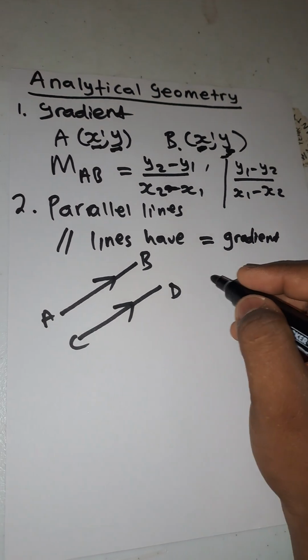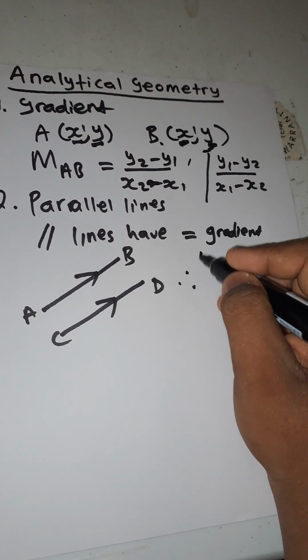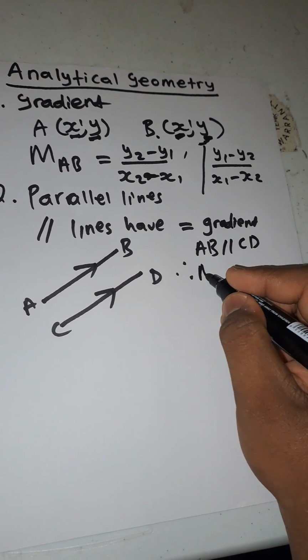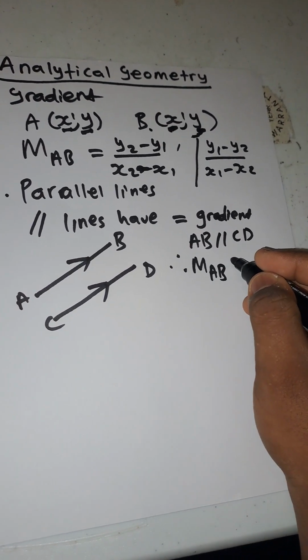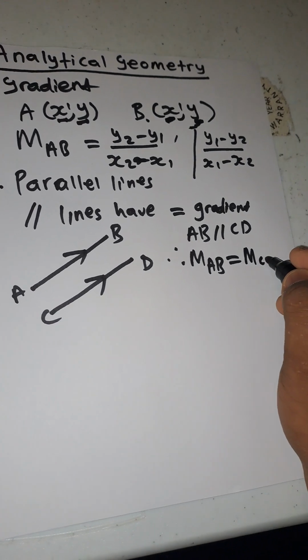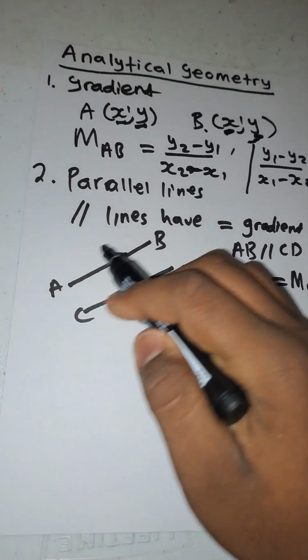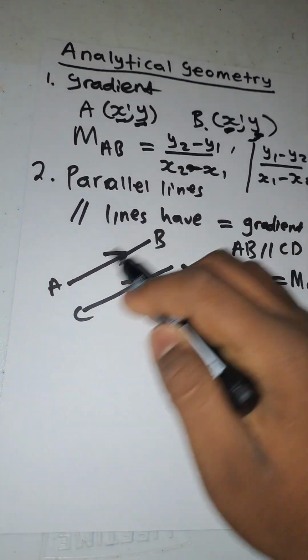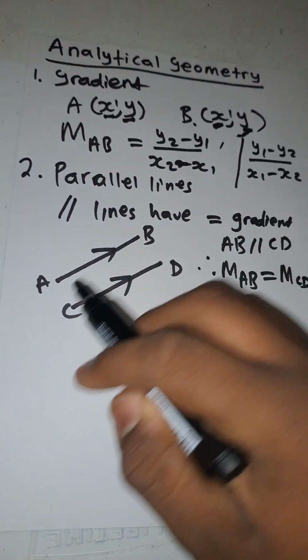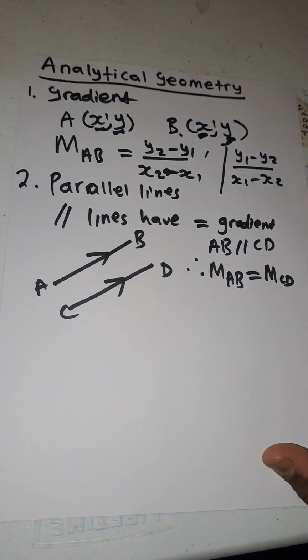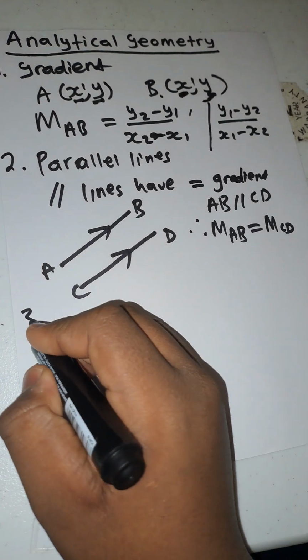So in conclusion, I can say AB is parallel to CD. Therefore, the gradient of AB is equal to the gradient of CD, because at the same time they are increasing. You see, they are on the same side, they are going in the same direction, like that. That's why they have equal gradients. That's all. And then let's go to perpendicular lines.